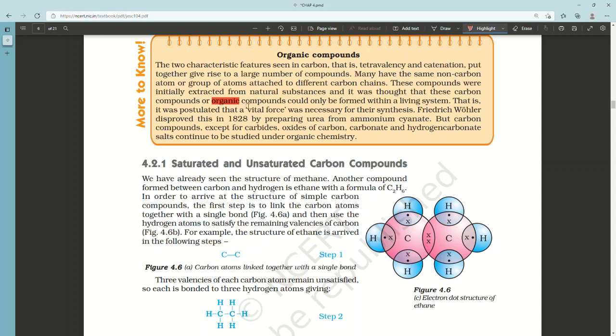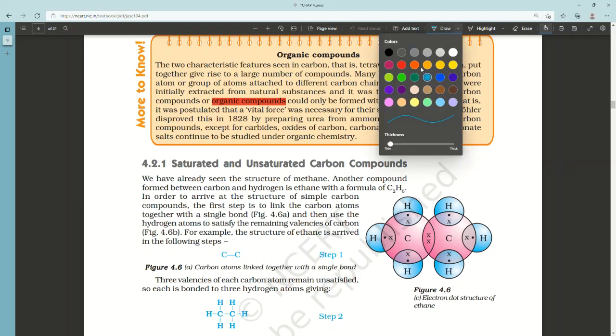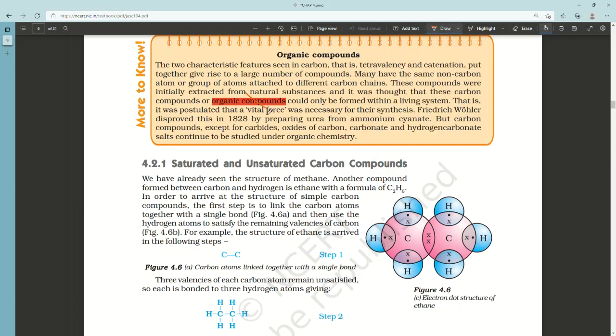You will see that valencies of all the atoms are satisfied by single bonds between them. Such carbon compounds are called saturated compounds. The compounds which have single bonds are called saturated compounds. These compounds are normally not very reactive.